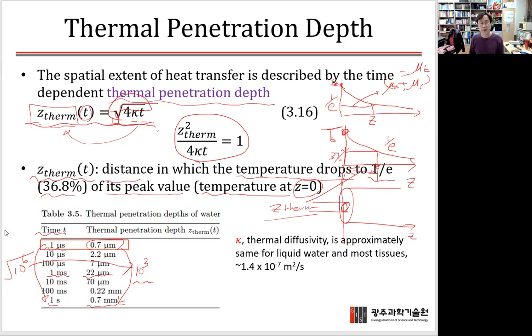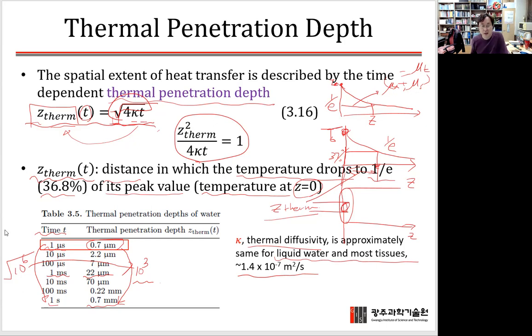And then the κ here is basically the thermal diffusivity, as we mentioned before. And that is actually very much the same for either liquid water or most tissues, having a value of 1.4 times 10^-7 meters squared per second.